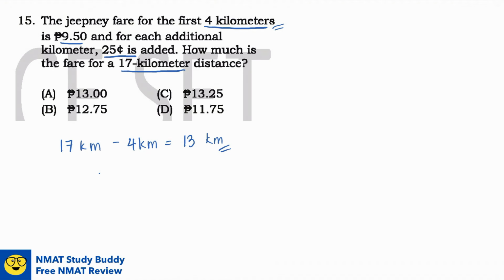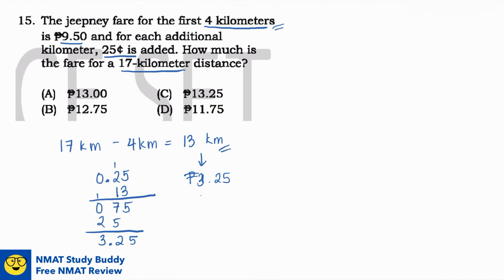So, i-multiply natin 0.25 times 13 kilometers. 5 carry 1. 2 times 3 is 6 plus 1, 7. 3 times 0 is 0. And then 1 times 5 is 5. 1 times 2 is 2. So, 5, 7 plus 5 is 12, carry 1. 1 plus 2 is 3. And then, may dalawa tayong decimal places. So, 3.25 pesos. So, yung 13 kilometers, nagkakahalaga siya ng 3.25 pesos.